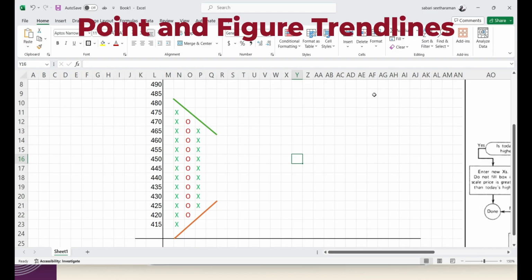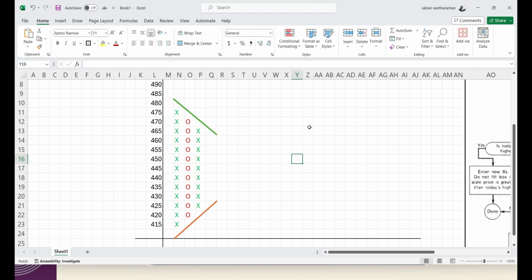How to plot a point and figure trend line. Bullish and bearish trend lines are commonly used with point and figure charts. In this picture, we see the reversal. Its X's are bullish, O's are bearish. Whenever a reversal happens, in the subsequent column, one box below the top will start plotting. Similarly, after bearishness, if it is continuing a bullish trend, in the subsequent column, one box above the previous column, we will plot X's.